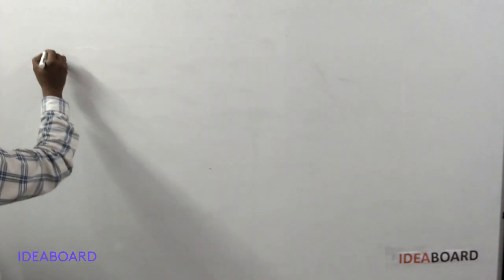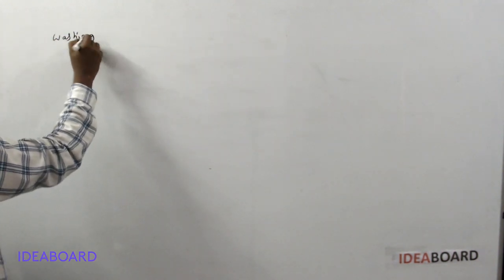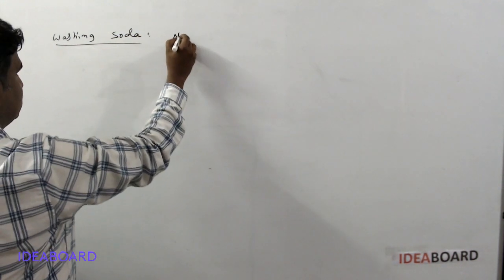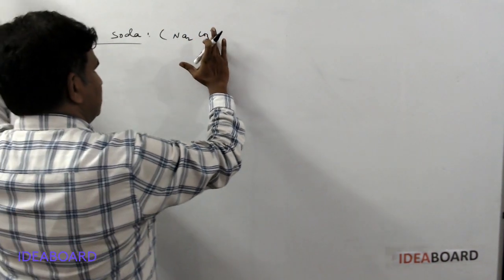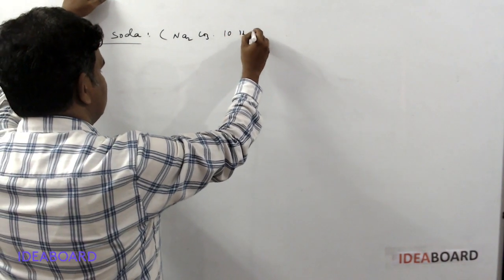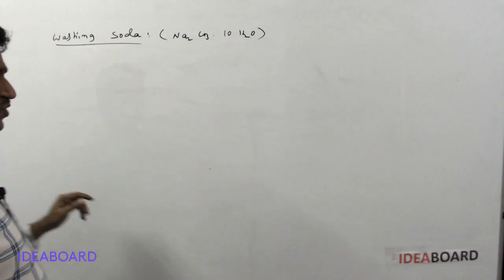Next, some compounds of first group elements. This first one is washing soda. Washing soda is also called Na2CO3. Actually, the hydrate form Na2CO3·10H2O, sodium carbonate decahydrate, is called washing soda.